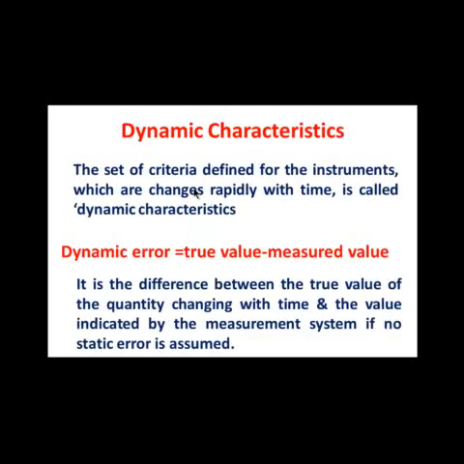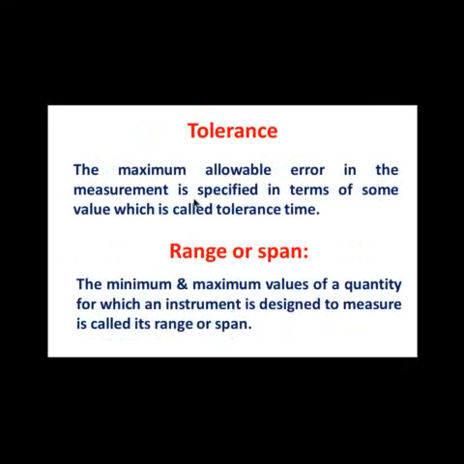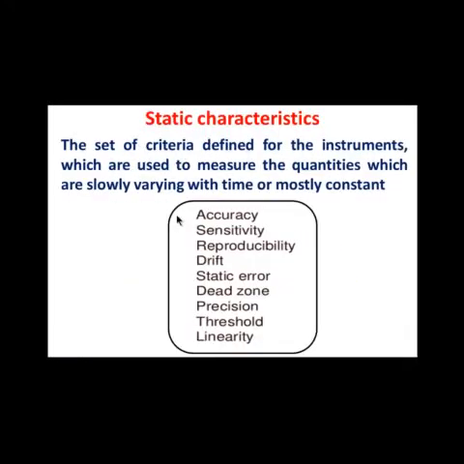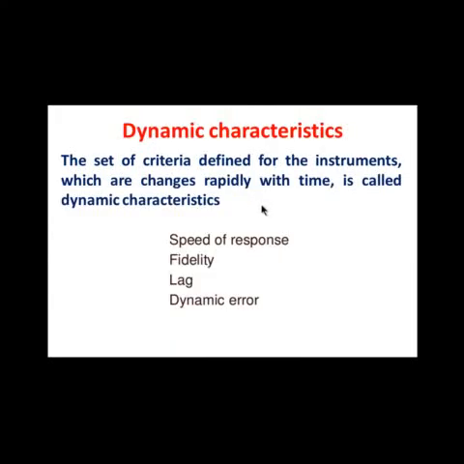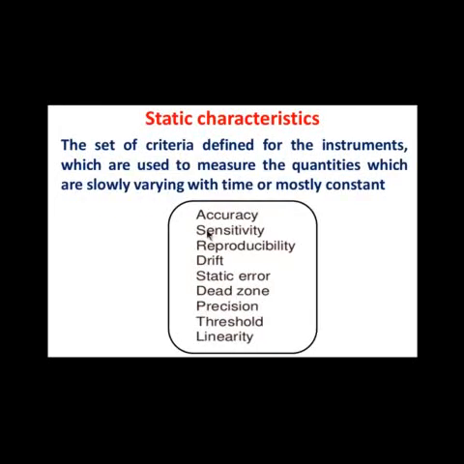So these are all about the static and dynamic characteristics of the instrument. To quickly revise, the static characteristics are those that vary slowly with time or are mostly constant, and the dynamic characteristics of an instrument are those that change rapidly with time. We have seen the examples.